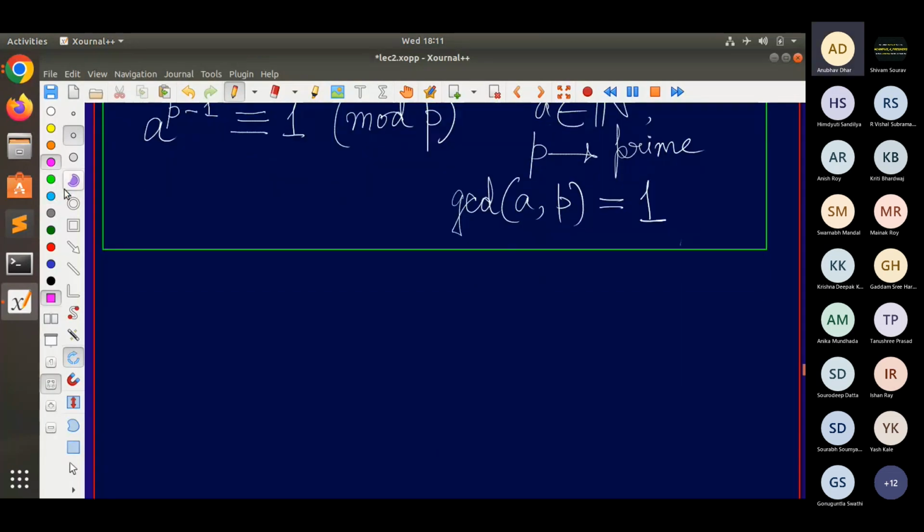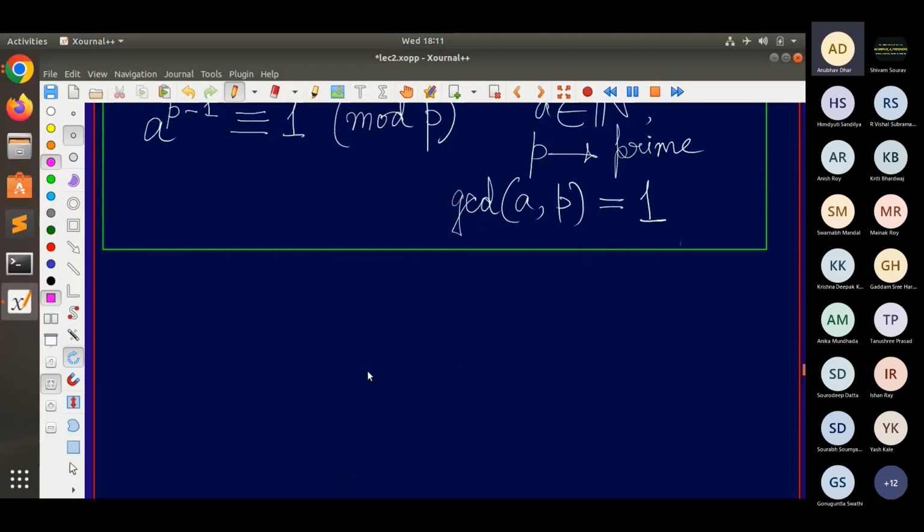Now, do you remember one of the things that we postponed last class? We talked about modular addition, subtraction, and multiplication, but we didn't really talk about modular division, right? Now let's briefly talk about modular division.